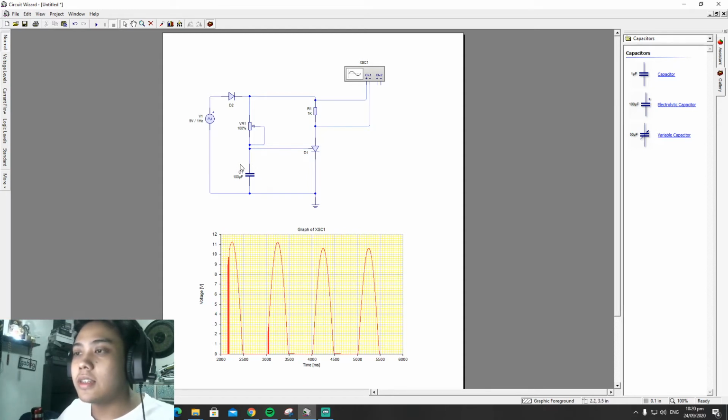So this capacitor will help us achieve a firing angle which is greater than 90 degrees, because on a purely resistive circuit, the maximum firing angle that can be achieved is 90 degrees.